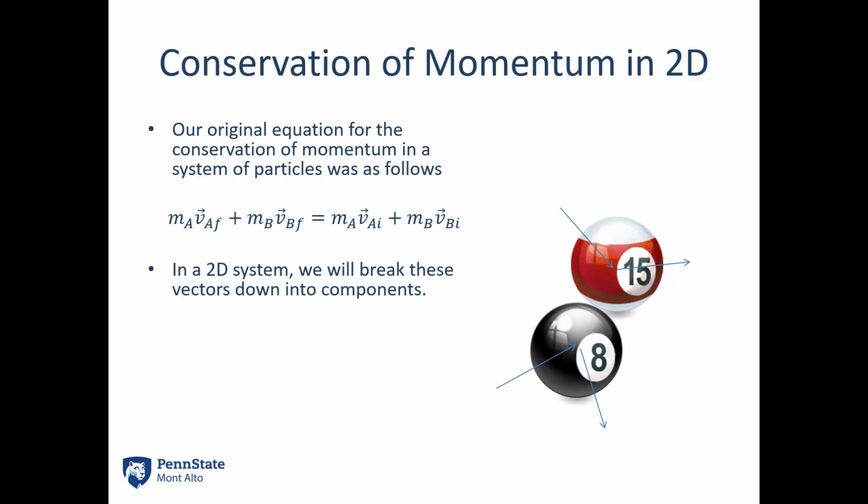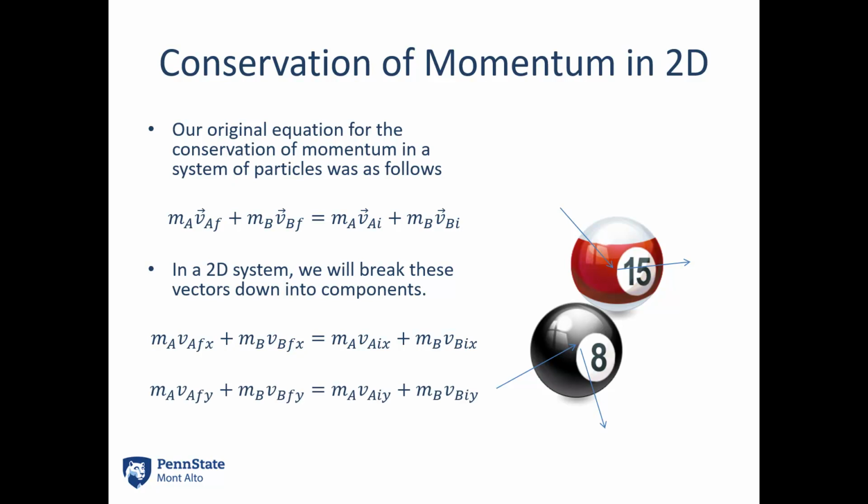All right, so in a 2D system, we break these down into components. Here I've broken them down into X and Y components. I've taken the same equation I have above and just put X and Y in each of the subscripts here. So we're getting a bit of a soup of subscripts down here, but just to walk through it real quickly, we've got 3 pieces in all these subscripts.